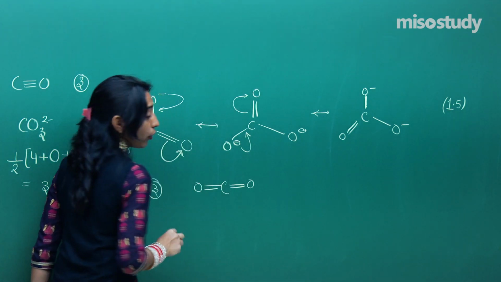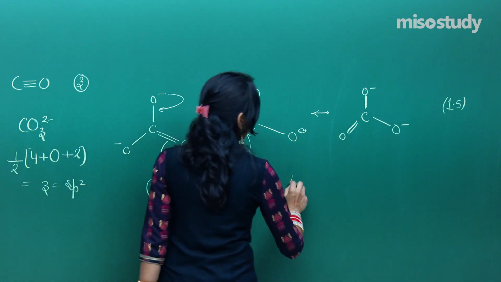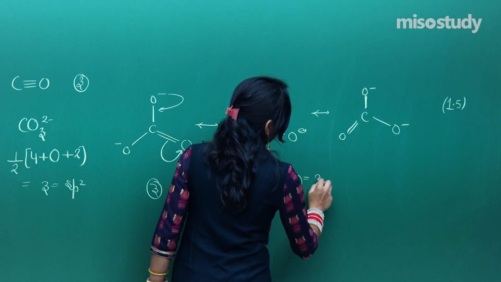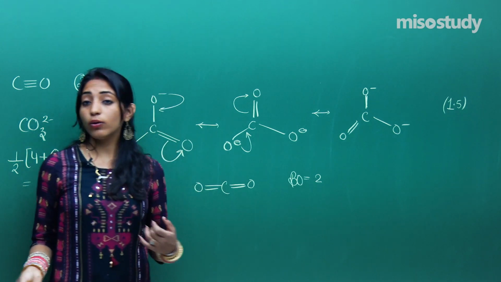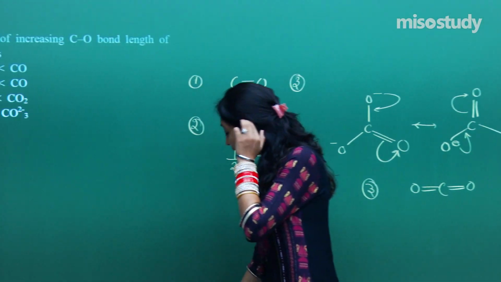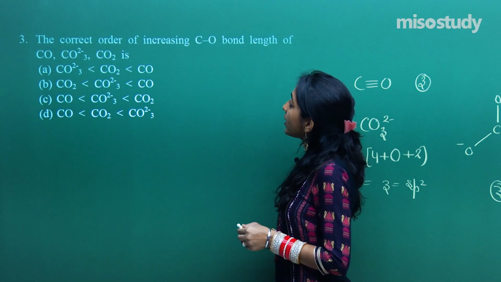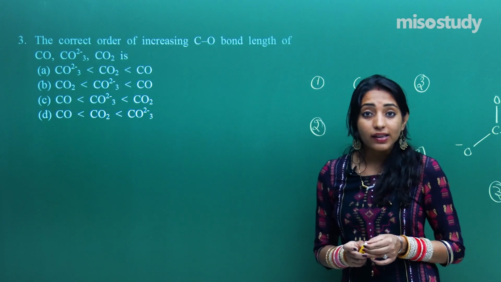See, the bond order between C and O is 2, so 2 bonds are formed. Now let us read the question. The question says, the correct order of increasing CO bond length.